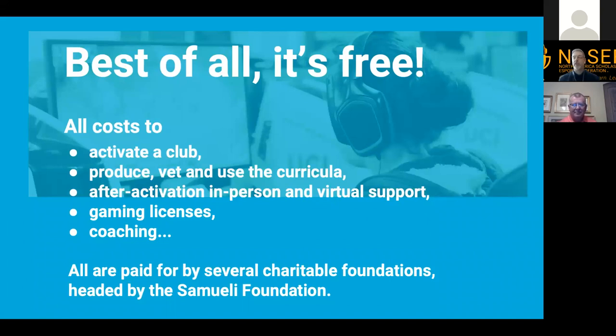The game licenses for games, we work with game developers and they provide licensing for free. Or in the case of things like Rocket League, Psyonix, the game developer, has made that game free to play. So that's just fantastic. The coaching, it's all free forever, headed by this wonderful foundation of which Samueli Foundation is the core. Jerry, back to you.